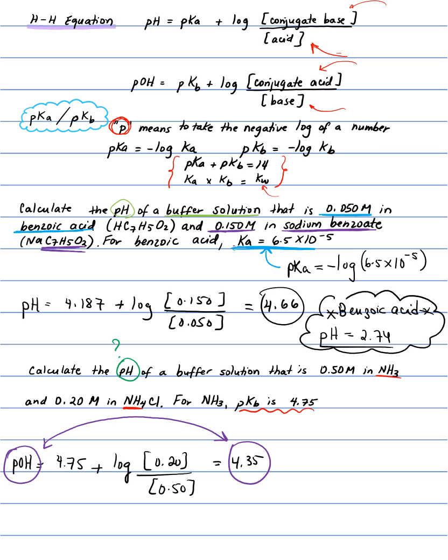Now remember that that number is not the pH. You're trying to calculate pH. Well, what you're getting is the pOH value. So to get the pH, you can do 14 minus 4.35. That will be 9.65.